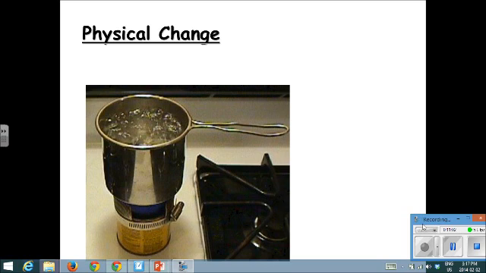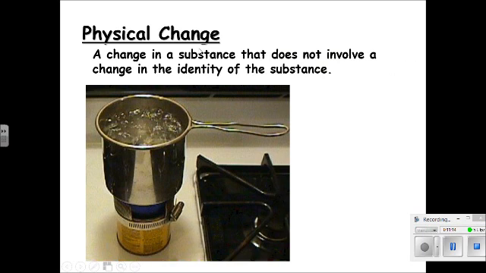So like physical property and chemical property, we also have something called physical change and chemical change. And the difference is a physical change, if you remember, is a change in a substance that does not involve a change of the identity of the substance. So when we think about this, the key word here is identity. It will not change the substance. The substance will remain the same. It's like boiling water, going from liquid water to gas or vapor.